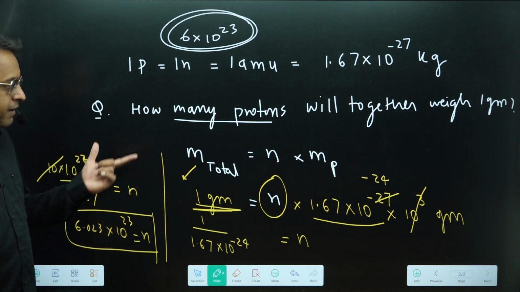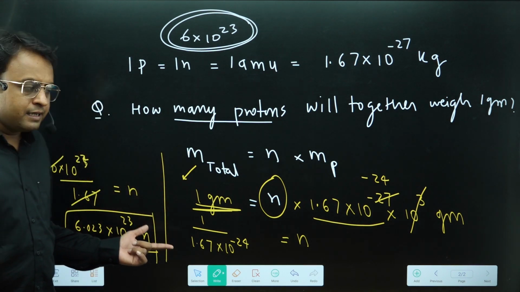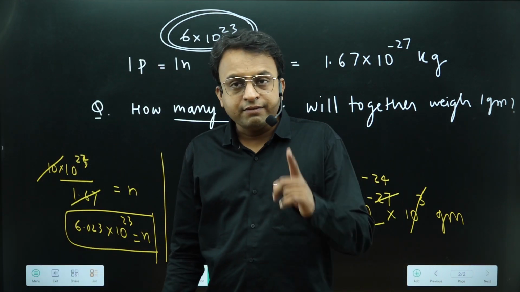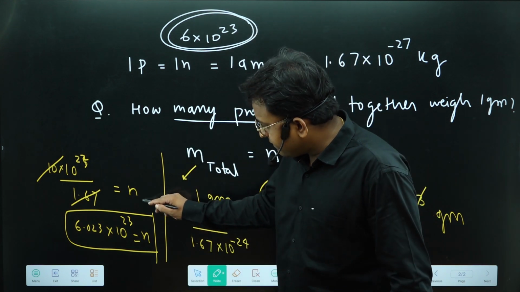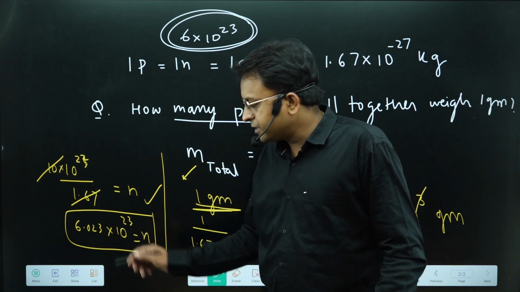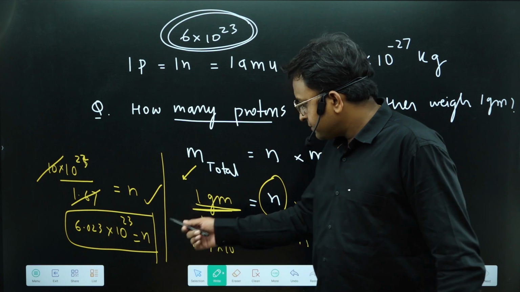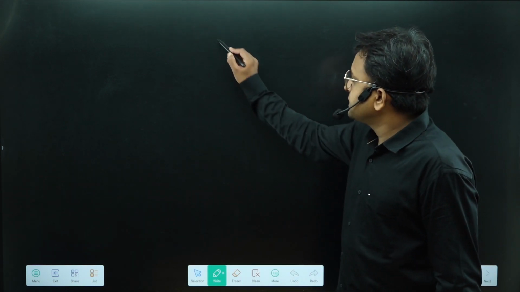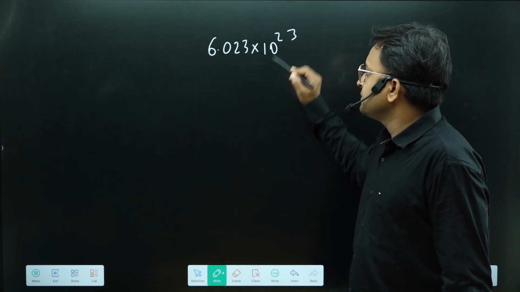The value of 1 mole is 6.023 into 10 raised to the power 23. This means this much protons weigh 1 gram. So, scientists have decided the value of 1 mole is 6.023 into 10 raised to the power 23. This value is large enough.